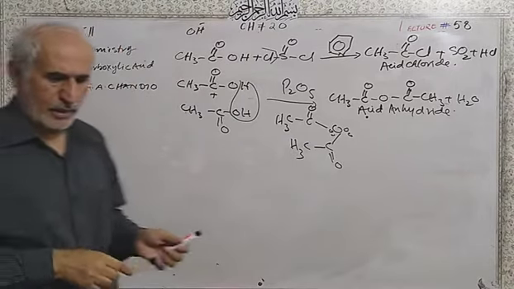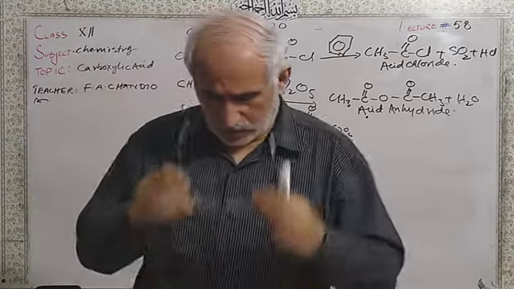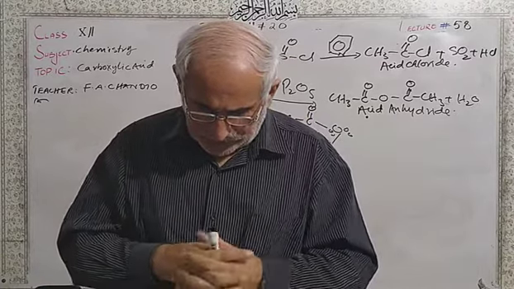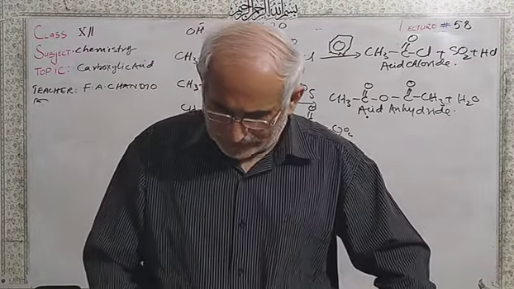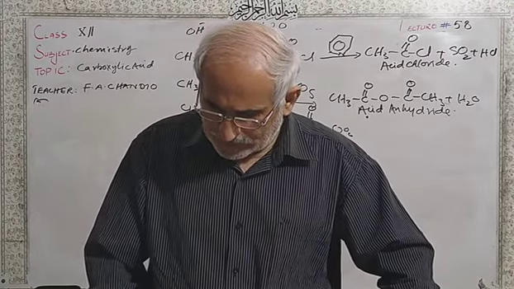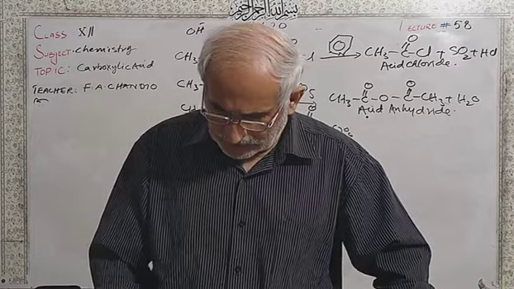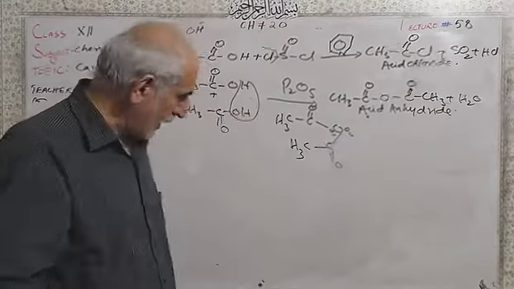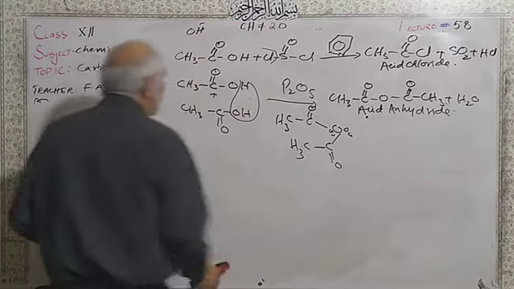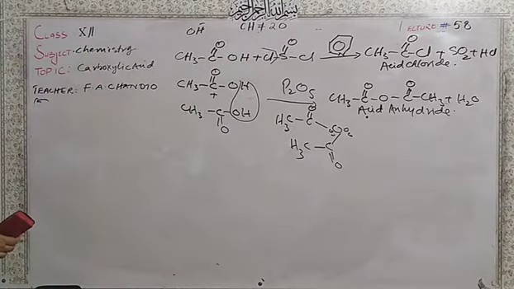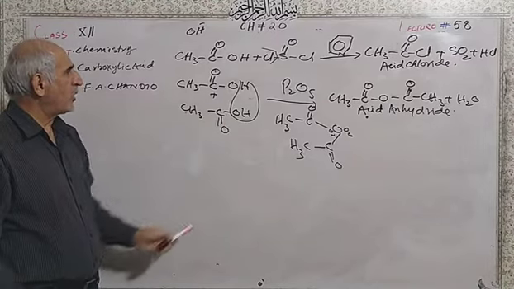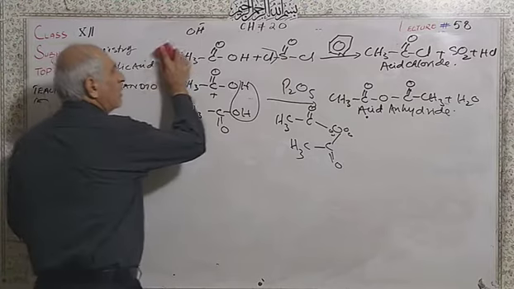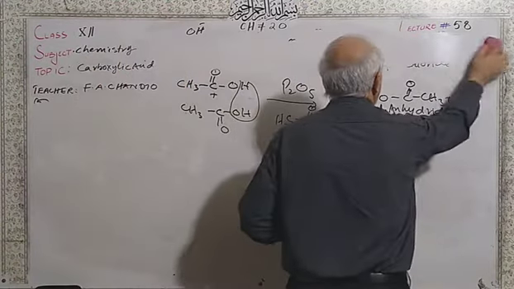This is also acid anhydride. Then there is a preparation of esters. When the carboxylic acid is heated with alcohols in the presence of concentrated sulfuric acid, there is an esterification, forming esters. This is another reaction where the hydroxyl group is involved, and the oxygen and hydrogen are involved to make the acid anhydrides.